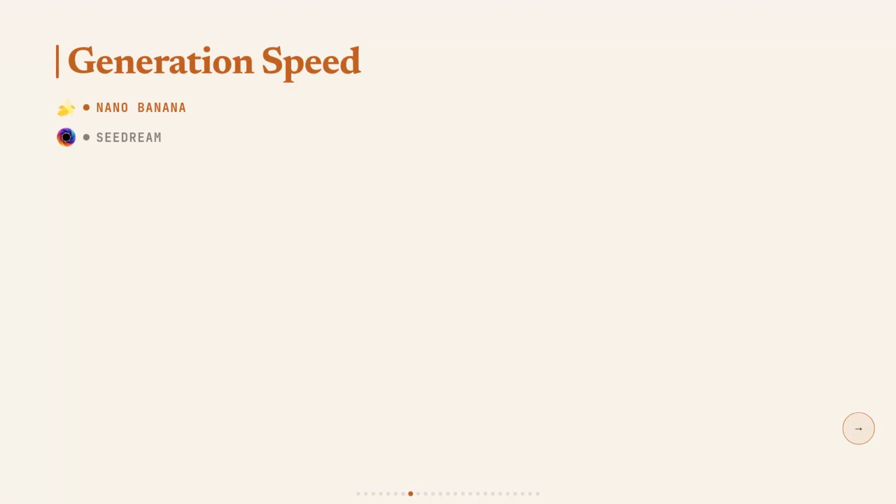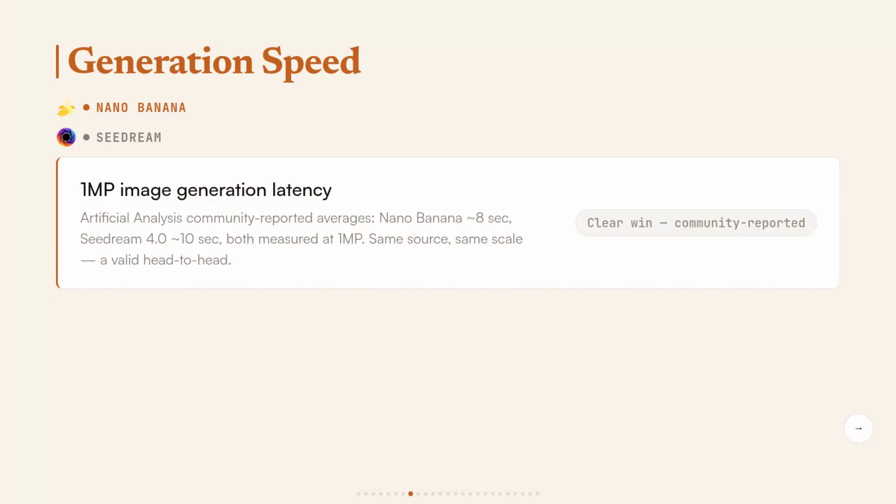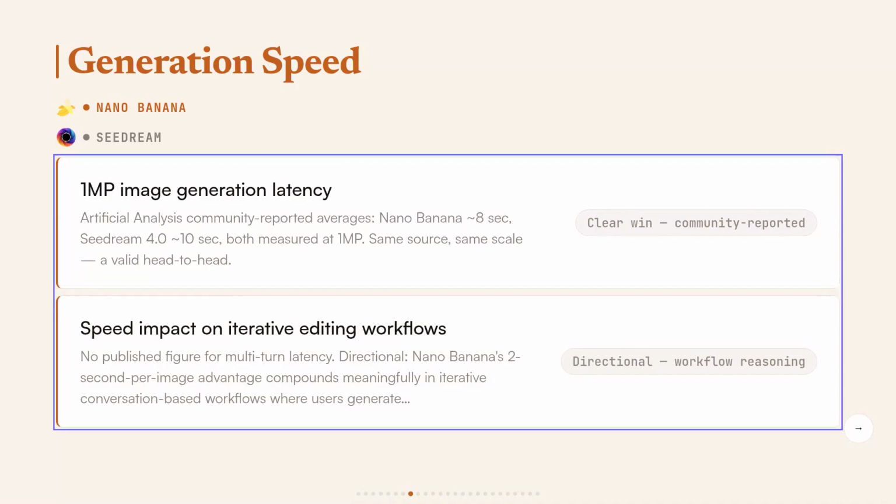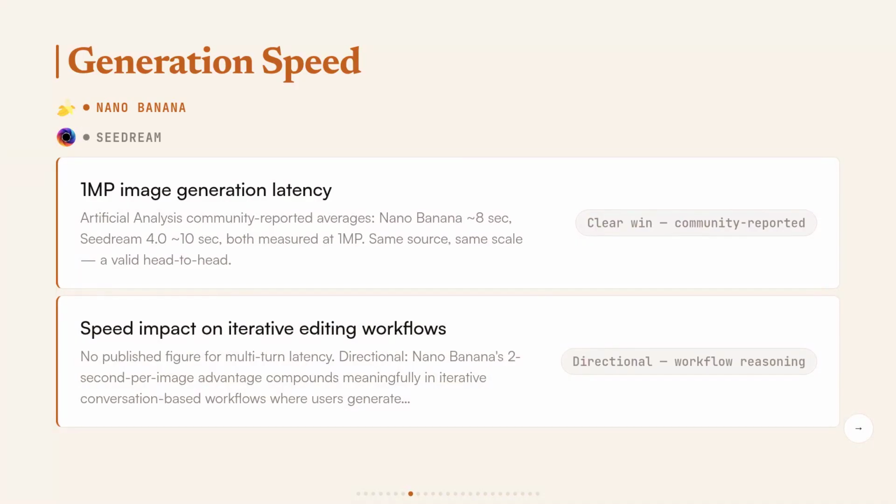Put the stopwatches side by side, and here's what you get. Nano Banana clocks roughly 8 seconds per 1080p image. Seedream comes in around 10 seconds, so that's about 20% faster, and across a 20-image session, you're saving roughly 40 seconds. I'll be straight with you, 40 seconds sounds small, but that latency friction compounds across dozens of rounds, and it's a real workflow comfort difference.